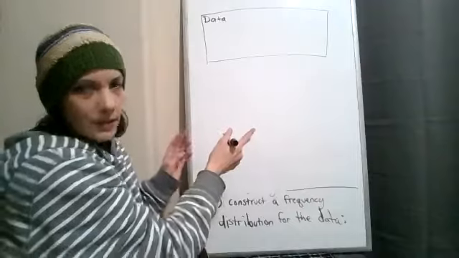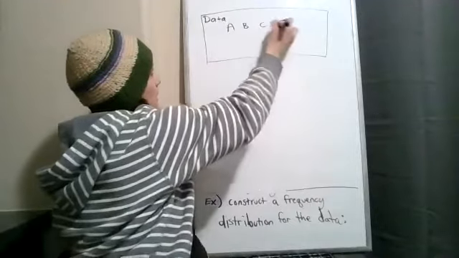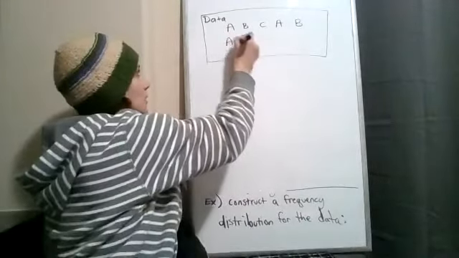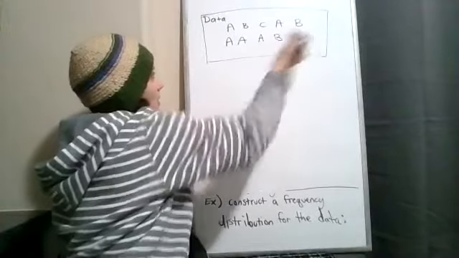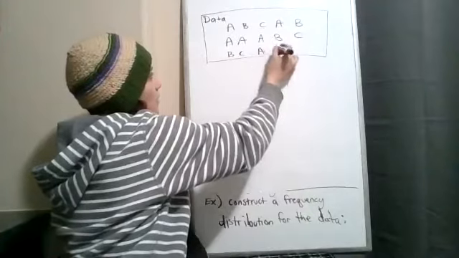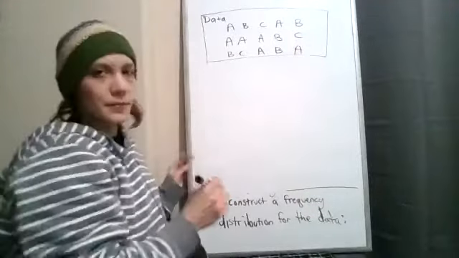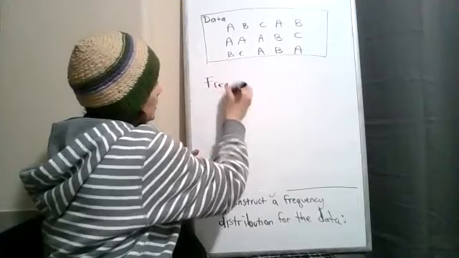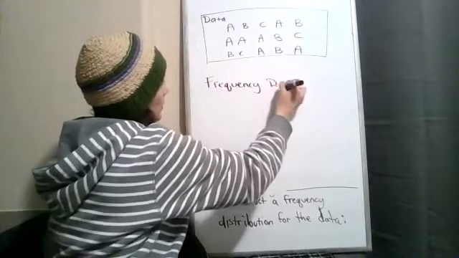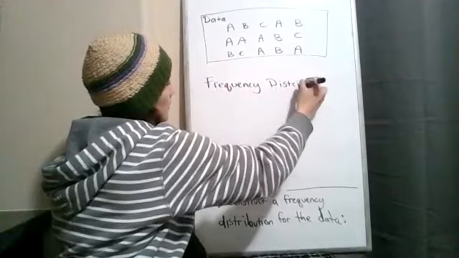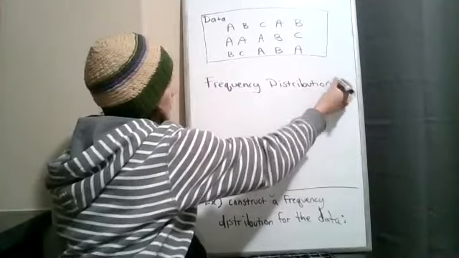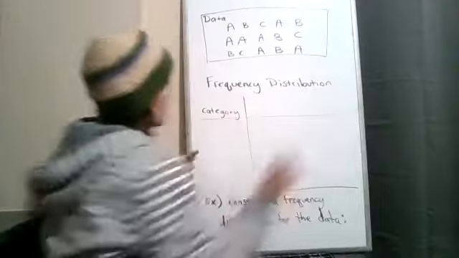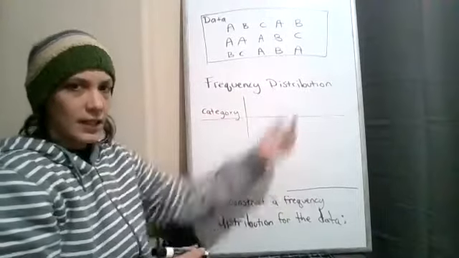It doesn't need to be perfect. Let's just do like A, B, C, A, B, C, B, C, A. So the table is called a frequency distribution. This side is the category, in the middle you put the tally, and on the end is the frequency.